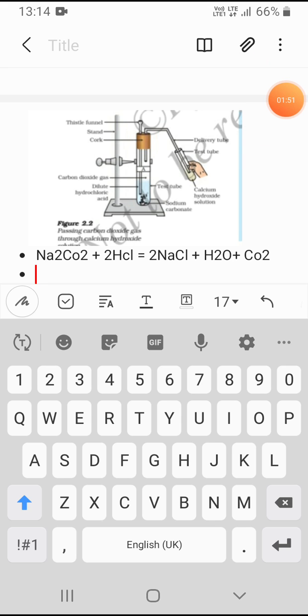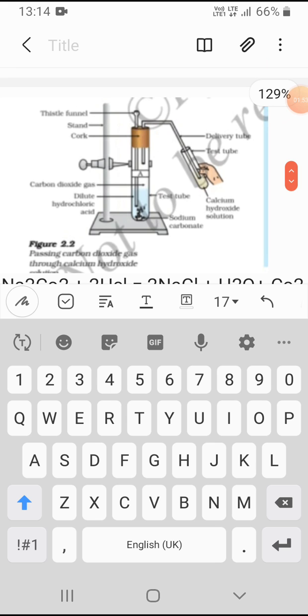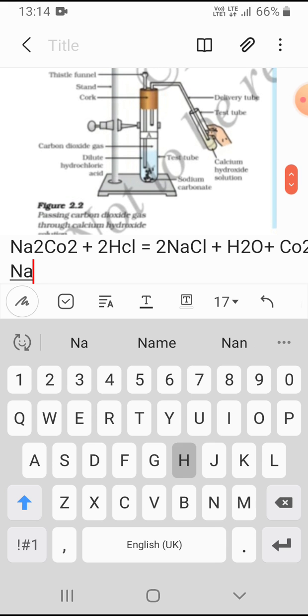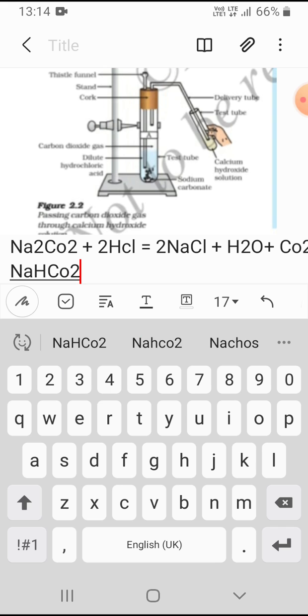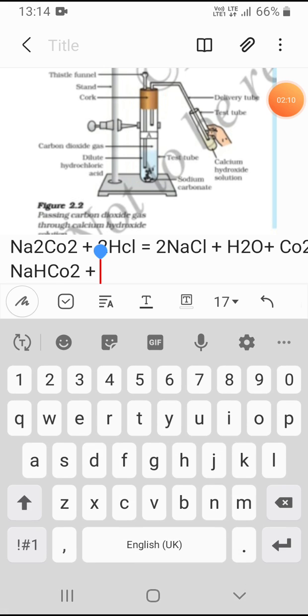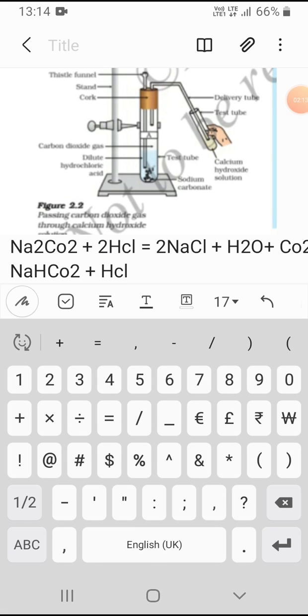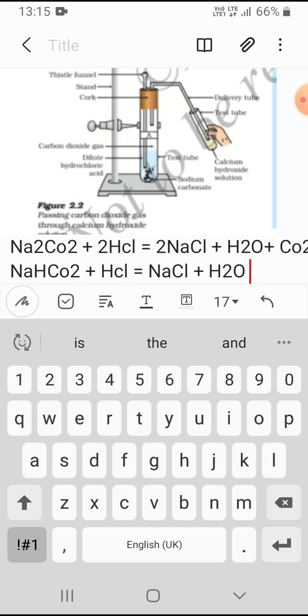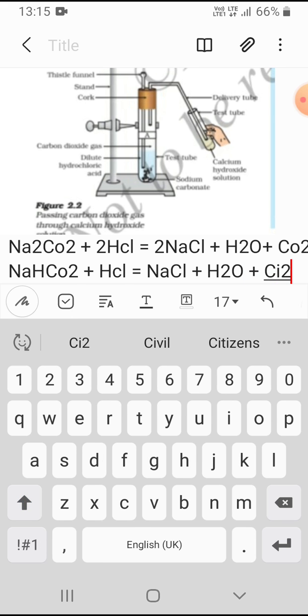In the first test tube you see sodium carbonate. Here in this photo, sodium carbonate and diluted hydrochloric acid react. So in the second tube, NaHCO3 plus HCl, that gives us NaCl plus H2O plus CO2.